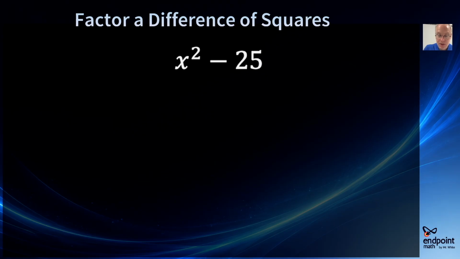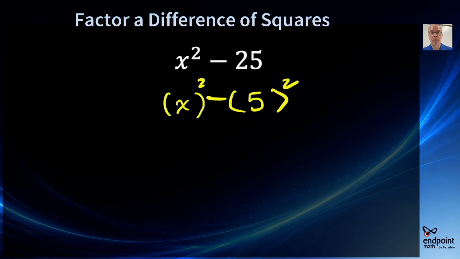The word difference means you have a subtract sign, and we have something being squared minus something else being squared. So that's what we mean by a difference of squares. What is being squared on the left? It'd be x, right, squared. And then what's being squared to make 25? It would be 5 squared.